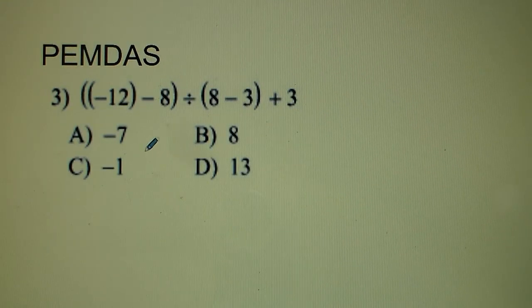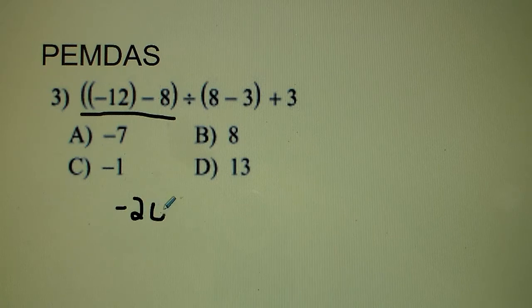Alright, let's squeeze in this last one here. So we have a set of parentheses here. So negative 12 minus 8 gets you negative 20. Then carry down that division. 8 minus 3 can also be simplified inside that parentheses. That turns into 5. And then a plus 3.